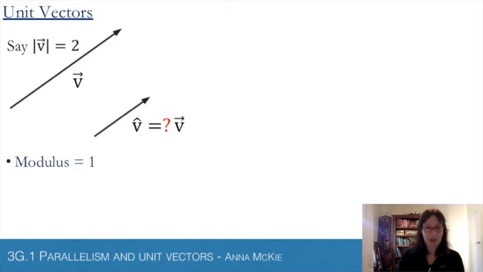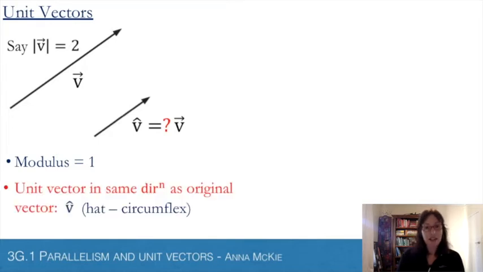Just some notation points here. We need to have a modulus of 1 to be the unit vector. Now, the notation for this, the unit vector going in the same direction as the original, is a hat. We actually say V hat. It's an accent and it's called the circumflex accent. But we often just refer to it as V hat.